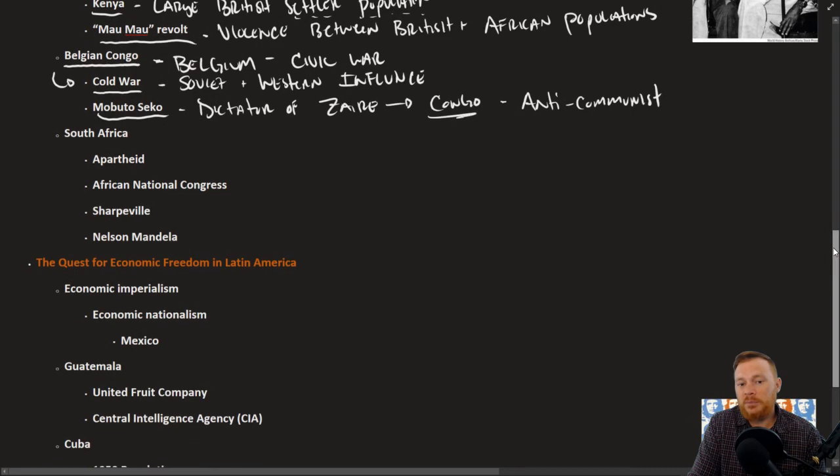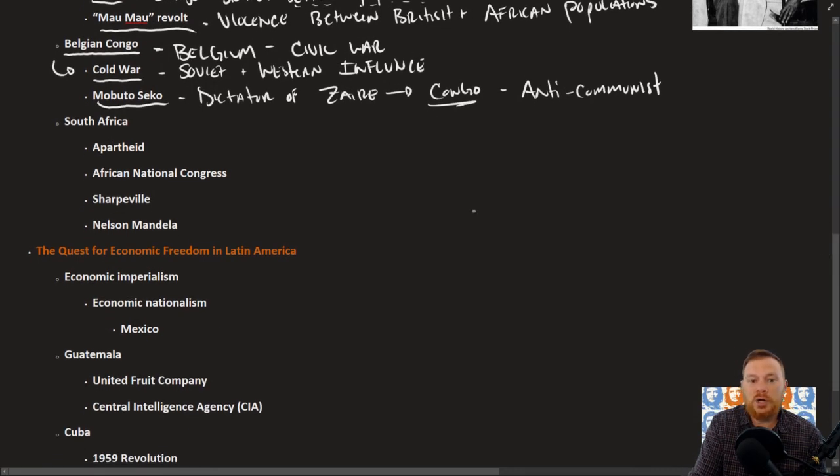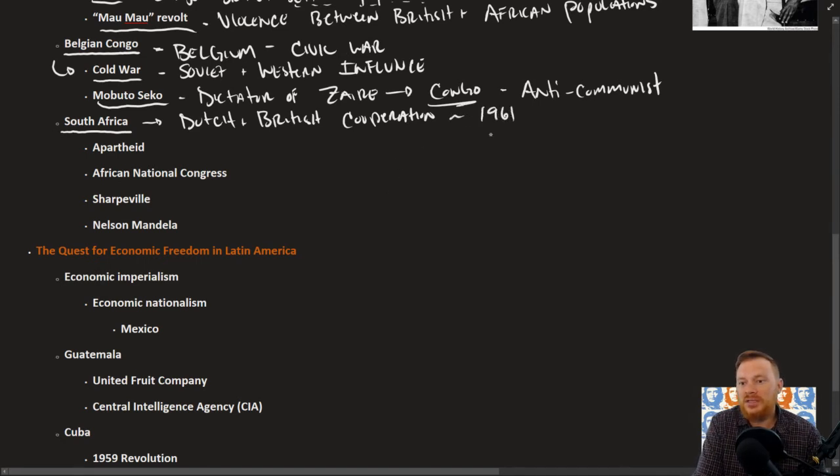In South Africa, the process of decolonization was the most complicated. Recall that South Africa was a state that was created really with Dutch and British cooperation. It was tied to the British Commonwealth in the same way that Canada and Australia were. It gained full independence in 1961. However, it was an apartheid state, and that was a state in which only whites had all the political and economic control.